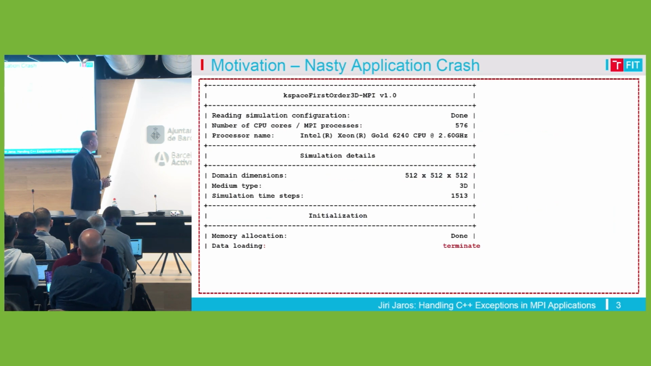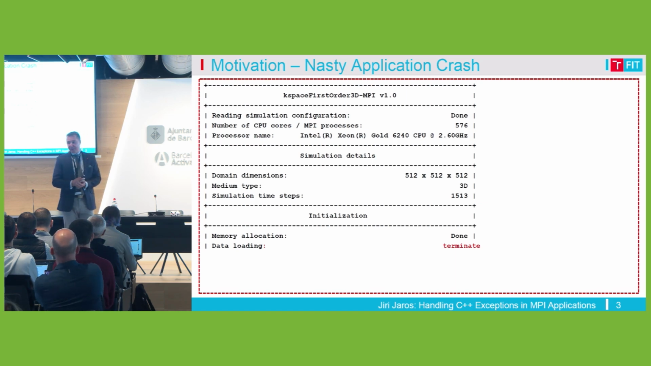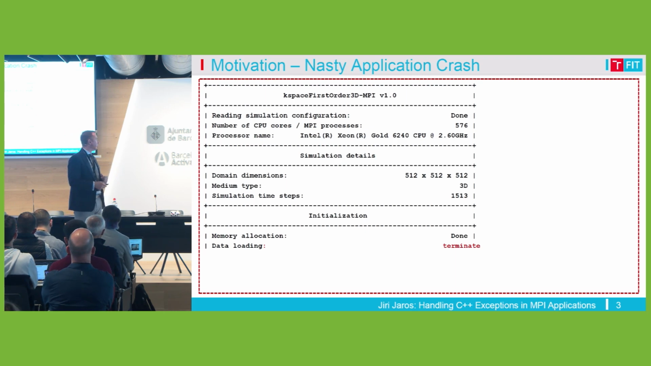So I've got one example of my application, which is crashing in a not very nice way. Basically, it's a simulation framework that runs iteratively over thousands of iterations. But at the beginning, it does some memory allocations, then data loading and so on. And during this data loading phase, there might be some error. For example, the input file cannot be found or something like that.